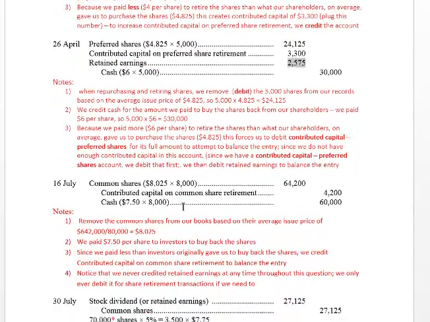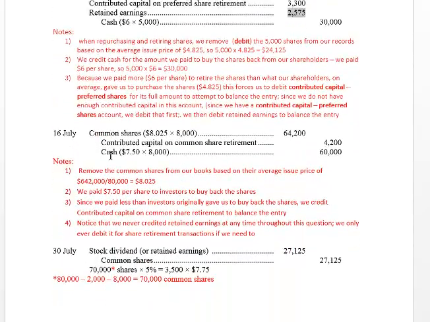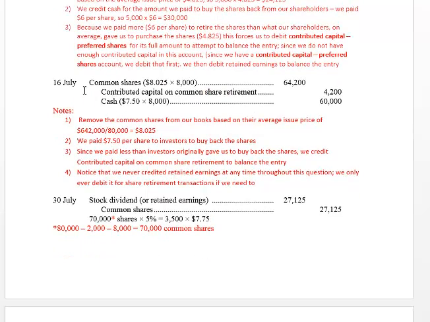In our next transaction here, we now on July the 16th are not retiring preferred shares, we're retiring common shares. And we said earlier, if we go back, we know the average issue price of our common shares is $8.02.5. That's the amount on average that investors gave us for each share when they bought them.